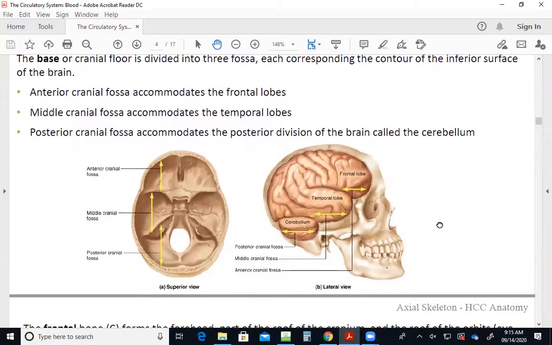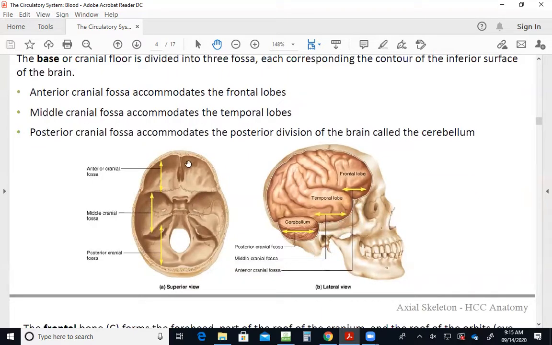And that's what we can see here at the bottom of the page with the superior view and the lateral view. Lateral view is pretty straightforward. We all know our face, where you can see the teeth and the nose, the eyes. That's always anterior. So the anterior cranial fossa is this depression here. Opposite that's the posterior, and then in the middle is obviously the middle.